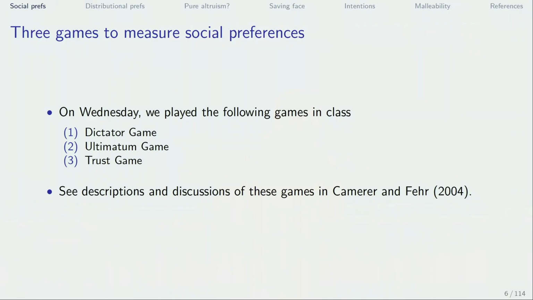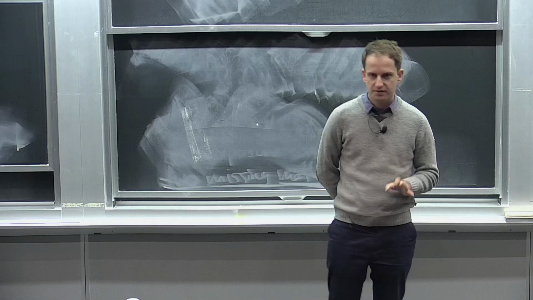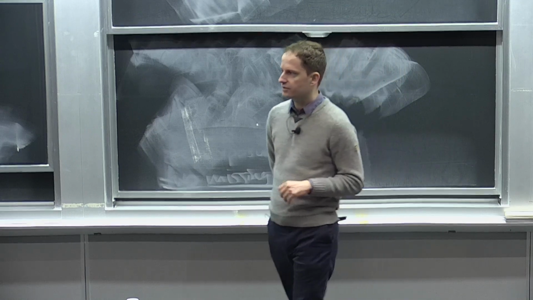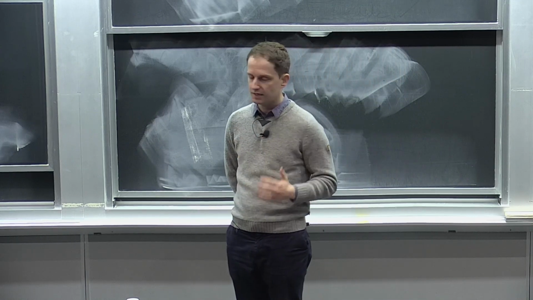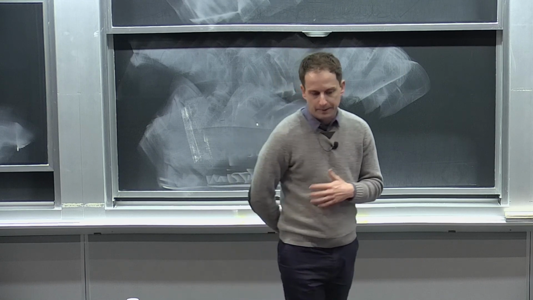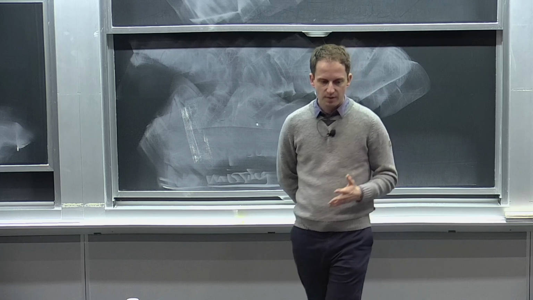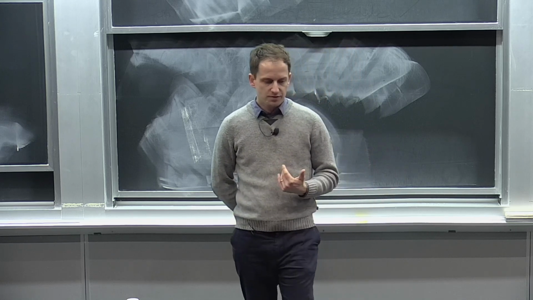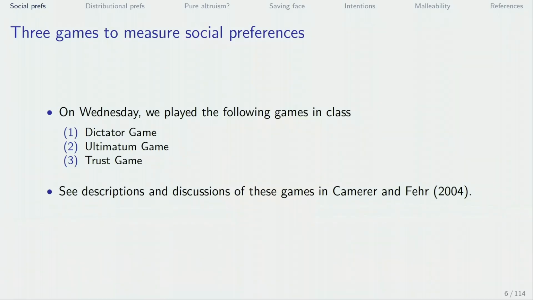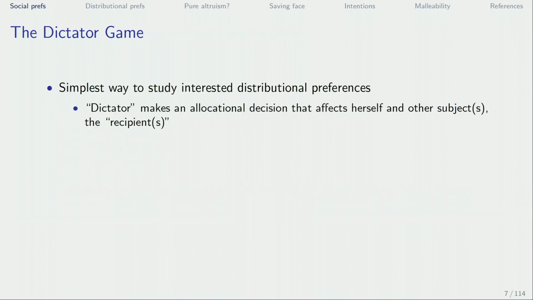Okay, so now let's back up a little bit and review very quickly what we did last week. I showed you in action three games to measure social preferences. These are not randomly selected games. These are the most prevalent, the most commonly used games in behavioral experimental economics: the Dictator Game, the Ultimatum Game, and the Trust Game. You can read descriptions and discussions of these games in the background readings, which is Camerer and Fehr 2004.